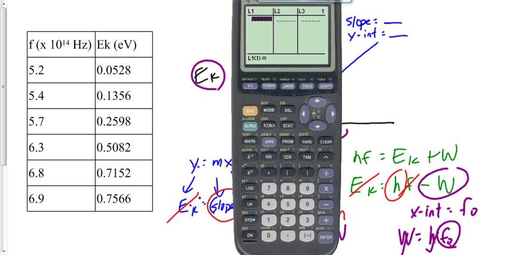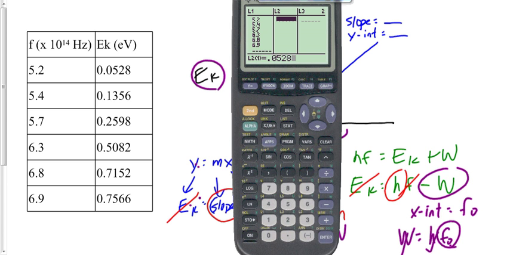Okay, so let's enter this data. This is column 1: 5.2, 5.4, 5.7, 6, you hit enter after each one. Or I think you can just press the down button as well, whichever. 6.3, 6.8, and 6.9. There you go, my first column is entered. Let's scroll up and do my second column now.